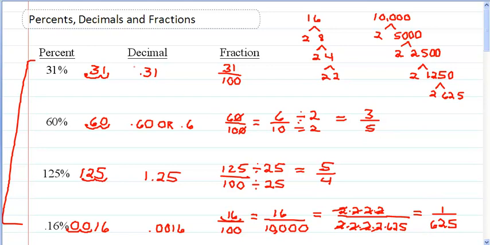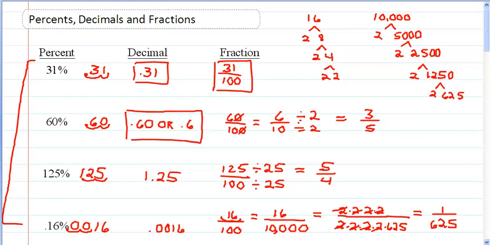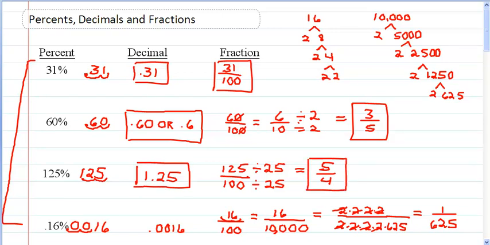So 31% is 0.31 as a decimal, 31 over 100 as a fraction. 60% is either 0.60 or 0.6 as a decimal, 3/5 as a fraction. 125% is 1.25 as a decimal and 5/4 as a fraction. 0.16% is 0.0016 as a decimal and 1 over 625 as a fraction.